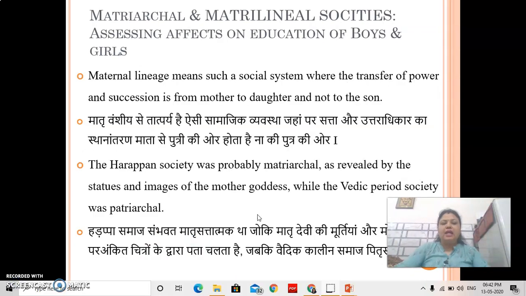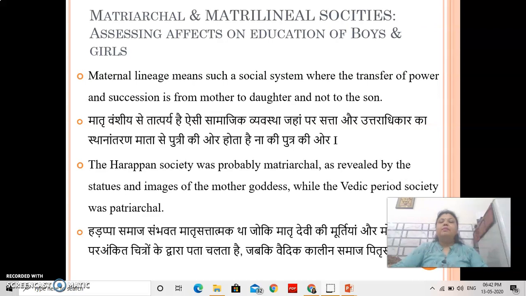In the last slide, we have seen the education status of boys and girls in patriarchal society. But now, if we talk about the education status of boys and girls in matriarchal or matrilineal society, then we find not many differences. A matriarchal society is one in which the head is the elder female member, the mother. Matrilineal lineage means a social system where the transfer of power and succession is from mother to daughter and not to the son. Importance is given to the daughter in matrilineal society, but it doesn't mean that the son is less important than the daughter.